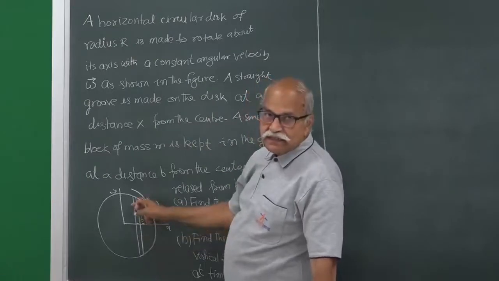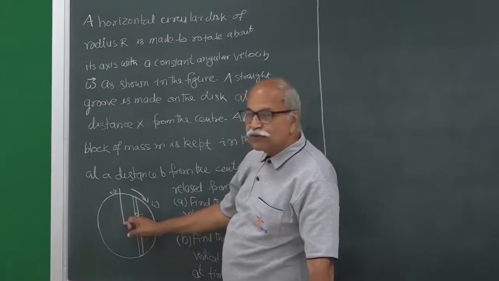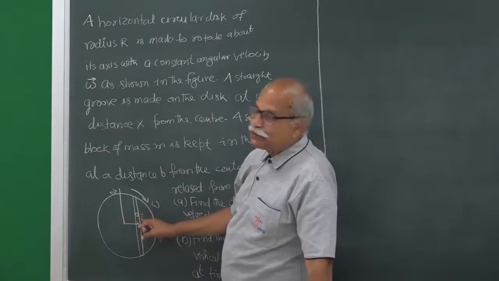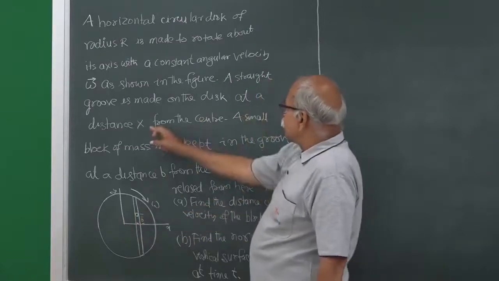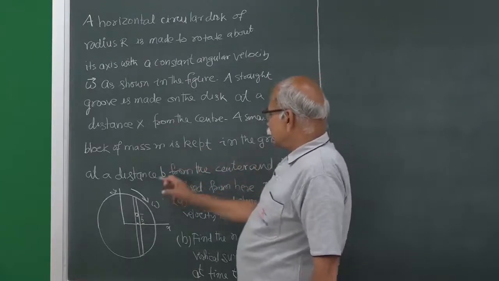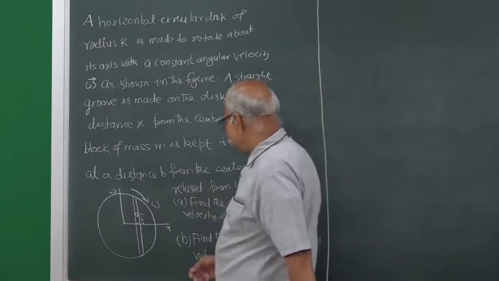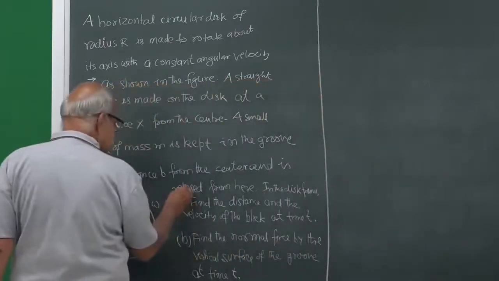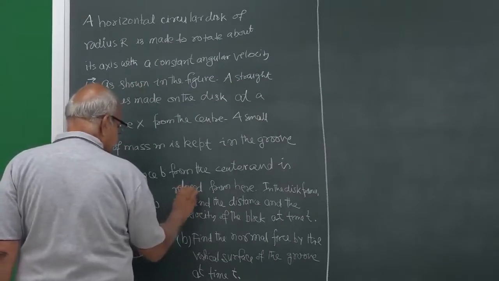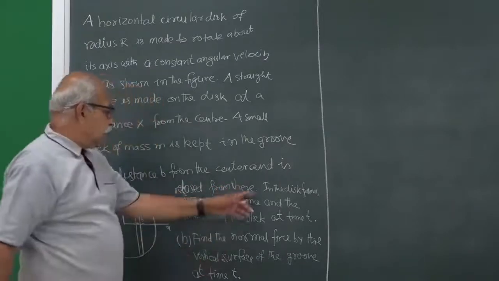In the last lecture I had done a problem where the groove was passing through the center, and now the groove is at some distance from the center, that is the only difference. At a distance x from the center, a small block of mass m is kept in the groove at a distance b from the center and is released from there, in the disc frame.